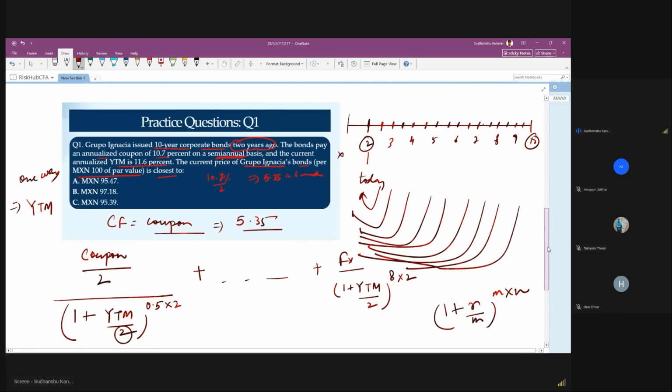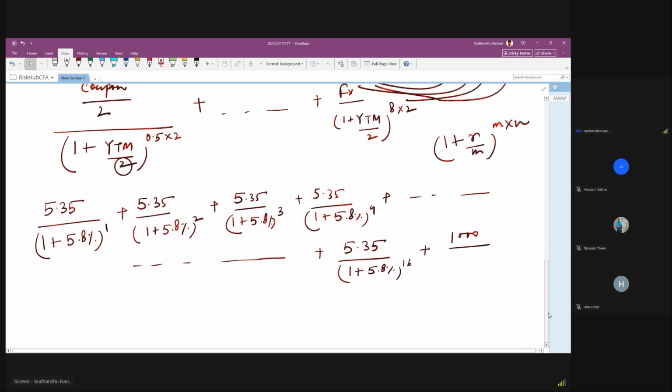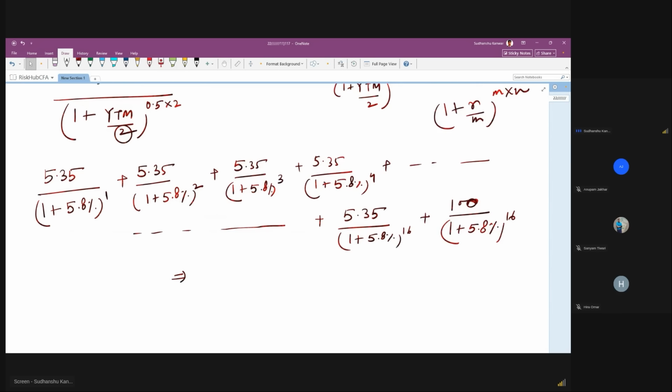The face value here will be 100 of par value. So it is 100 plus 5.35, over 1 plus 5.8% raised to 16. This is my equation, guys. You have to solve this equation in your calculator. If you try to solve it by pen and paper, it will take a lot of time. That's how it will be done.